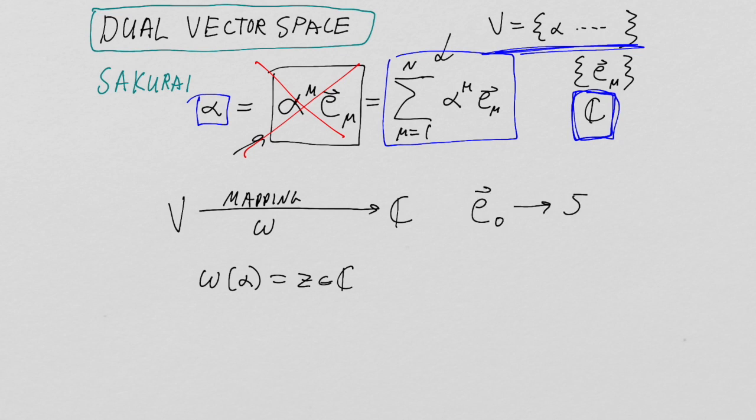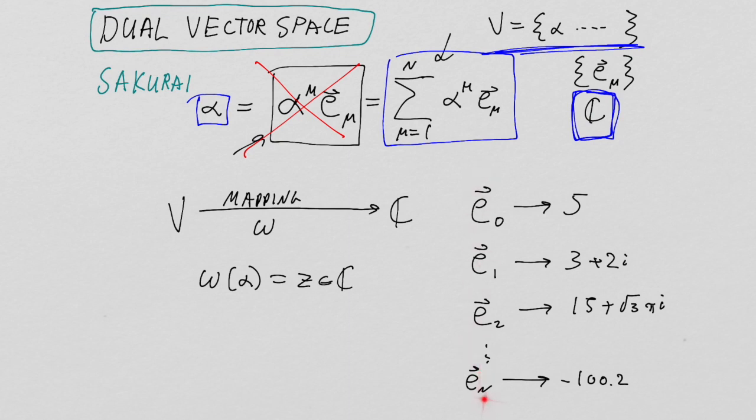So, for example, if I take the basis vector E0 and I define omega of E0 to be the number 5, I'm now creating a map. It doesn't tell me everything, but it tells me at least how E0 maps to the complex numbers. 5 is a complex number. A nice real one, but it's a complex number. So I could do this for E1, and say E1 goes to the complex number 3 plus 2i. Now, obviously, I'm picking these arbitrarily just to show you how flexible this process is. There's no constraint on what complex number I choose. If I do this for E2, say 15 plus root 3 times pi times i, that's a complex number. So I've just said E2 maps to that thing. And I do this for every member of the basis. And for the last one, E sub n, it went to negative 100.2 for some reason.